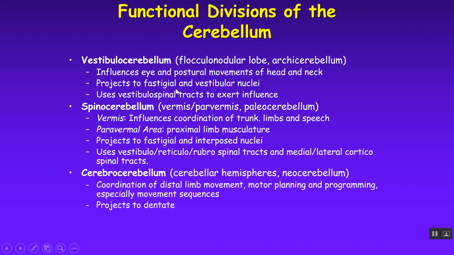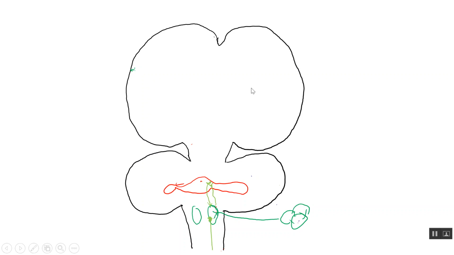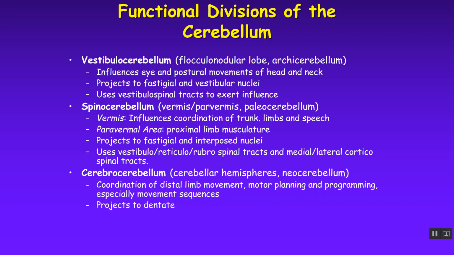It projects to both vestigial and vestibular nuclei. Okay, so I didn't show you here. It also projects to the vestibular nuclei and the vestigial nucleus, which I guess I did show there. The way it exerts its influence over coordination of those is via the vestibulospinal tracts. That's how it's output. That's how it gets to adjust the activity level in your neck and upper back area related to the information coming in from the vestibular system. So it makes sense. Vestibulocerebellum, it exerts its influence through vestibulospinal tracts.